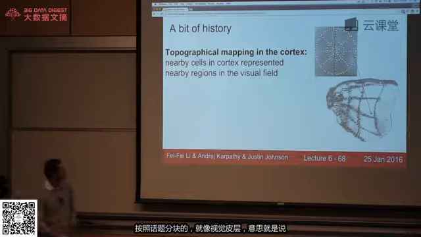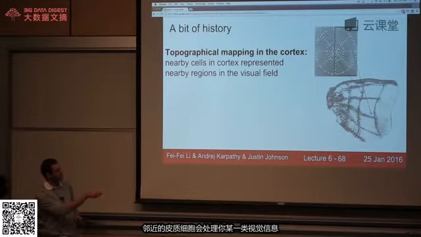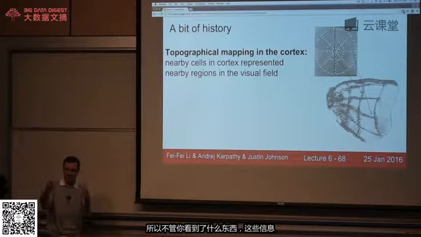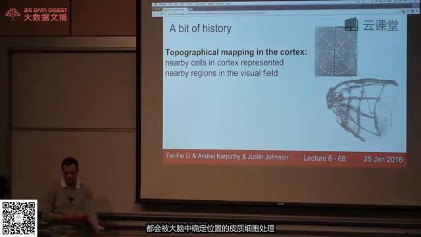What that means is that, let's see, where's my pointer? Basically, nearby cells in the cortex, so this is cortical tissue unfolded, are actually processing nearby areas in your visual field. So whatever is mapping onto your retina is processed nearby in your brain. This locality is preserved in your processing.